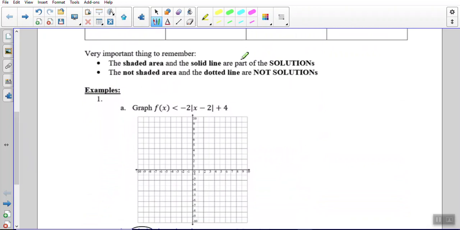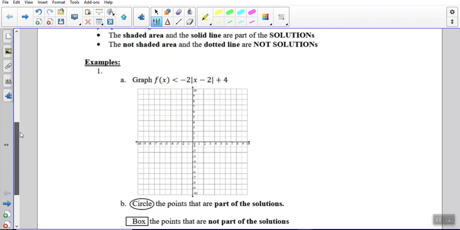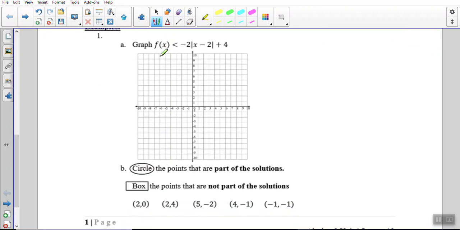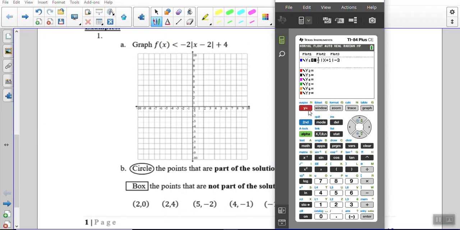Once we have those 4 graphs, we have to look at what is the solution of that particular graph and what are not solutions. Just remember that the shaded area and a solid line are part of the solutions, and the shaded area and the dotted line are not solutions. We're going to look at this graph and what are the solutions and what are not solutions. So let's graph this. I'm going to use my graphing calculator to help me out.